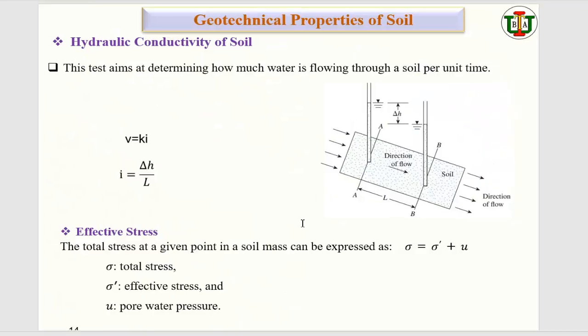Then we discussed the hydraulic conductivity of soil, like how water passes through the soil. Within soil there are some pores, and water can pass through these pores, and definitely the direction would be the gravitational direction, because water always goes with gravity, right?